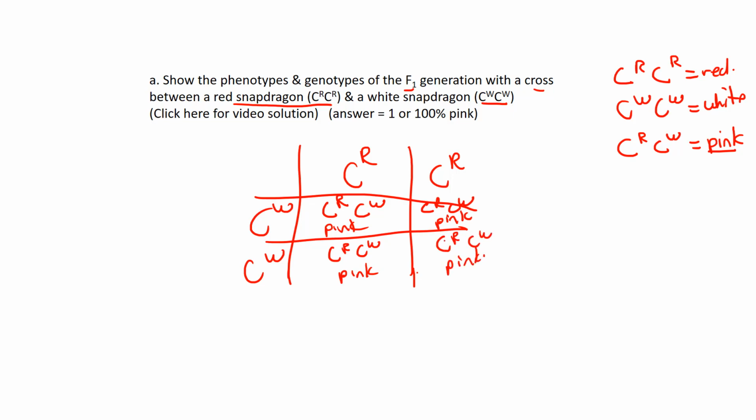Now, if they want this in a phenotypic ratio, that's what they're asking, I would say 1 is pink. Now, some questions, especially if they're numerical response, will say, well, how many red are there? How many white are there? So you just represent that with 0 of those, 0 of those. But you have 1, meaning 100% of all those offspring from those two parents are going to be pink.